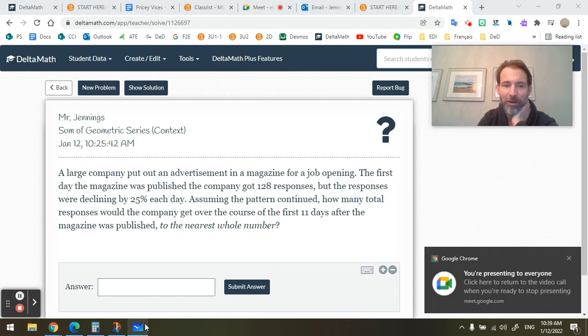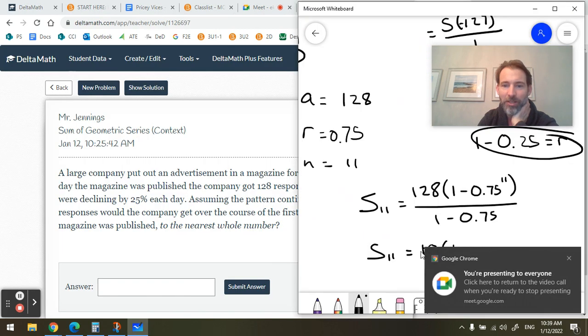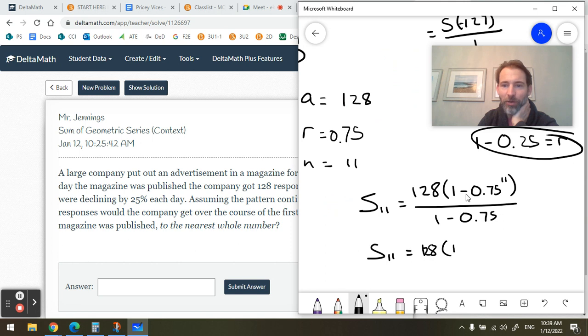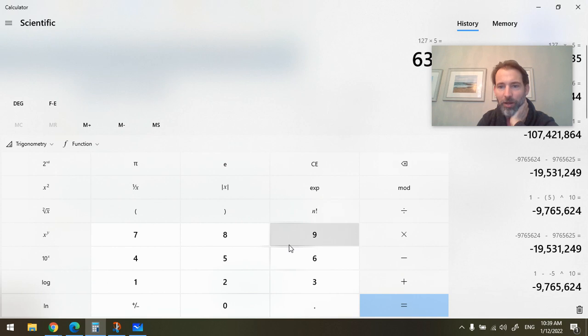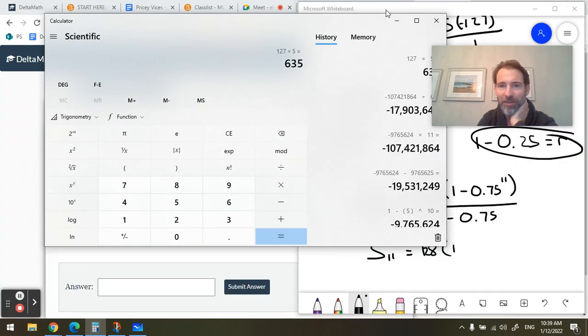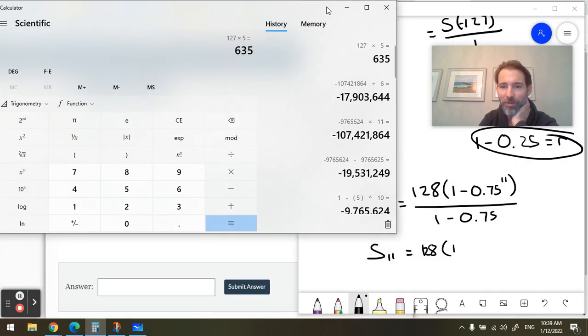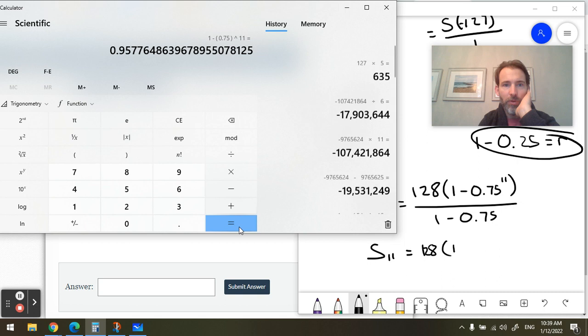So we've got our A, our R, and our N, and we are putting those into our formula here. And now we are going to do this on a calculator because, well, I'm not a math savant or something. So I'm going to do it this way. Oh, look, Mr. Jennings is learning. Okay, clear. So 1 minus bracket 0.75 end bracket raised to the power 11 equals, there we go.